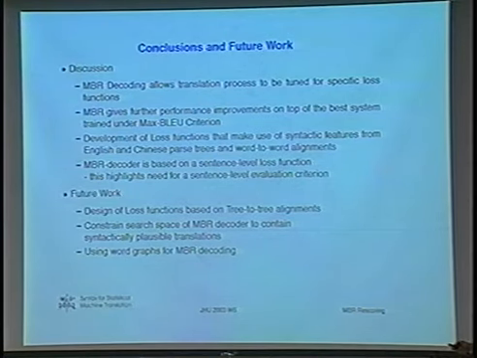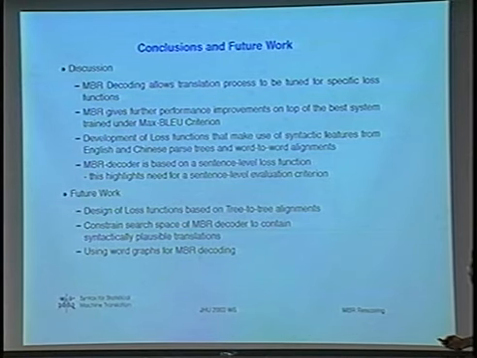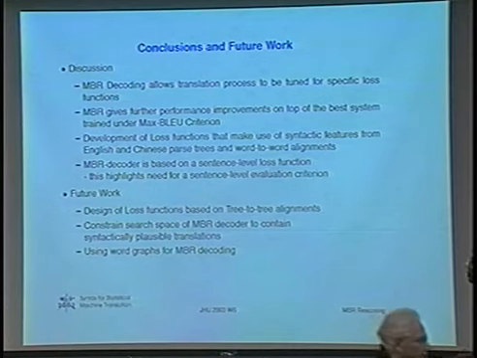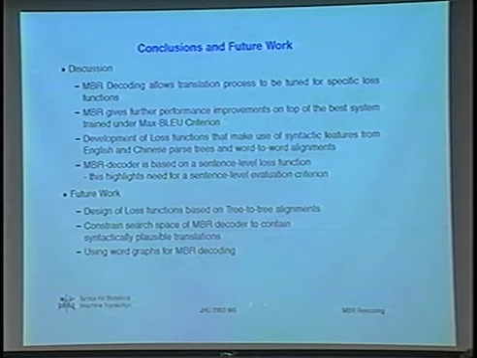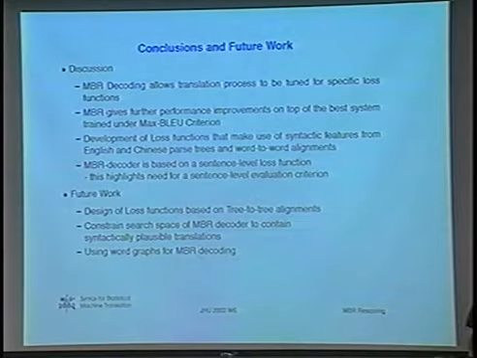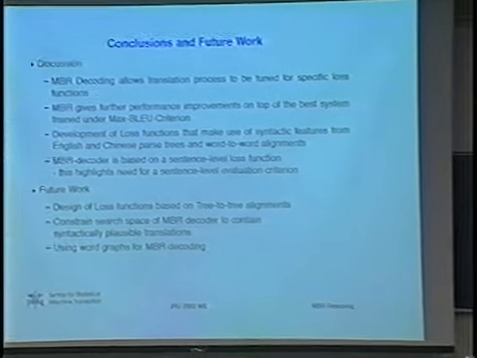In future work, we would like to look at loss functions based on tree-to-tree alignments. This is the work by Dan, and we would like to see that those can be incorporated as well. We would like to perhaps constrain the search space of the decoder to only the syntactically plausible translations. This would be an interesting way to see if outputs are more syntactically plausible. And as in speech, we would like to see if using word graphs or minimum Bayes risk decoding would allow us to explore a large search space and get further improvements. So, thank you.